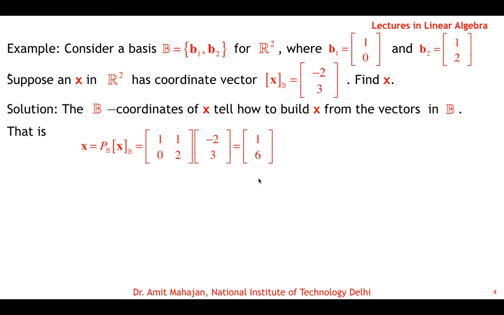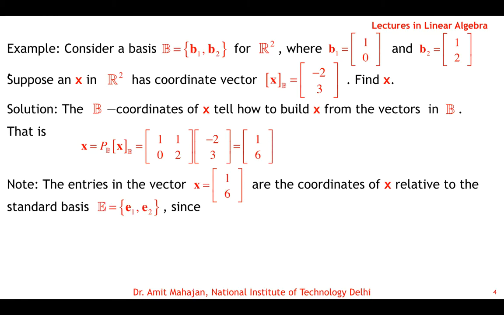We'll just talk about this again. Also note that the entries in the vector x equal to (1, 6) are the coordinates of x relative to the standard basis e1, e2. You know, the standard basis means that e1 is (1, 0) and e2 is (0, 1). That means they are the columns of the corresponding identity matrix. For R2 space, I2 means (1, 0) and (0, 1) are the columns.